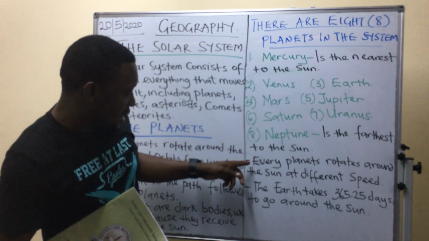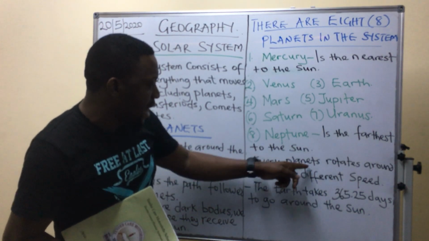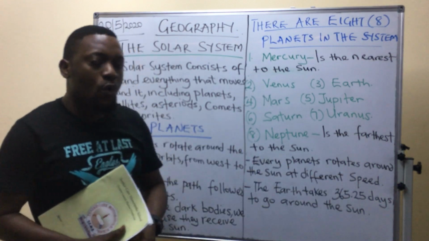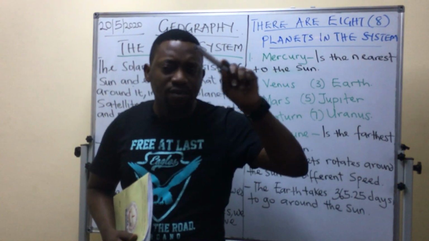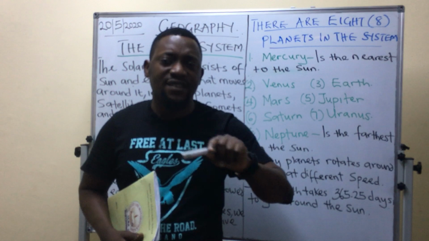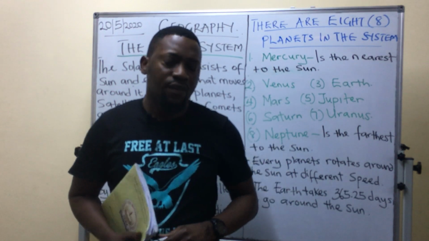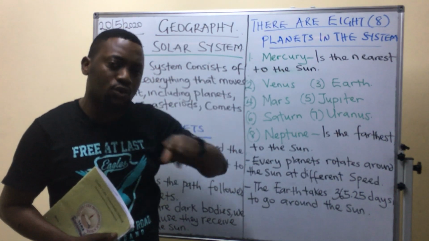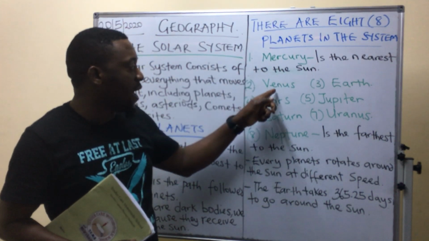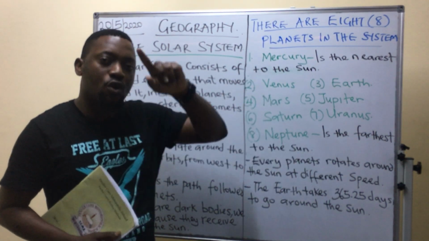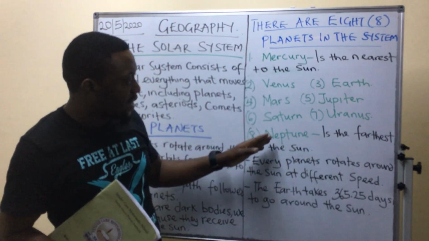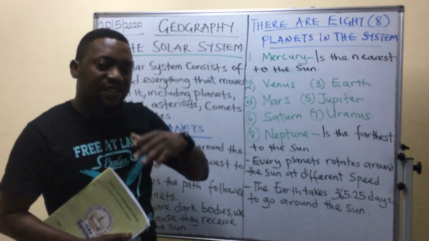Then there's something else: every planet rotates around the sun at a different speed. The speed at which Mercury rotates around the sun is different from the speed at which Venus rotates around the sun. Likewise the Earth. All these planets rotate around the sun at different speeds.